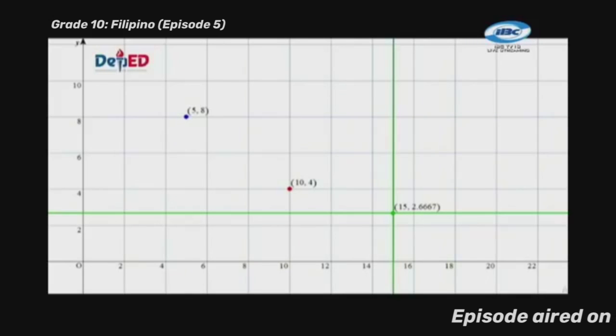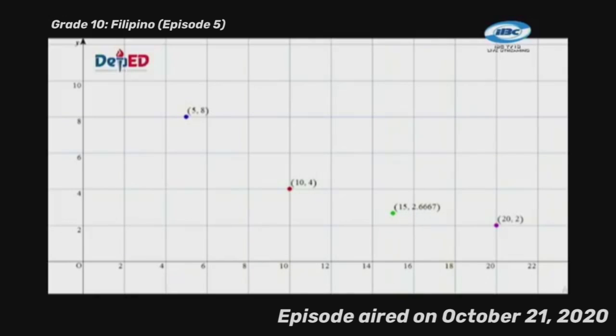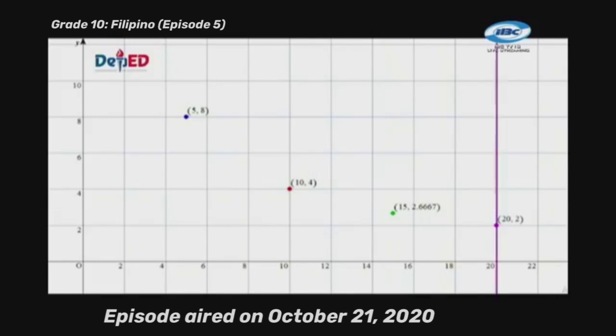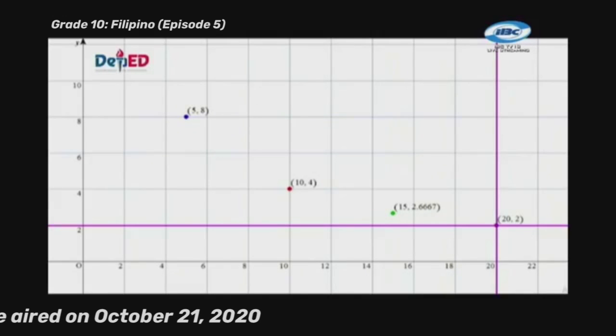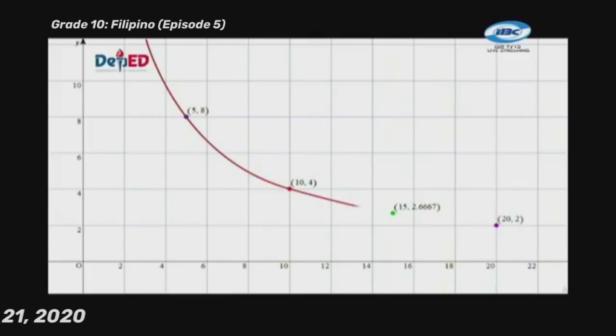The first point is (5, 8). So from 0, we go 5 units to the right and 8 units going up. That's our first point. The second one, we have (10, 4). That is 10 units to the right of 0 and 4 units above 0.